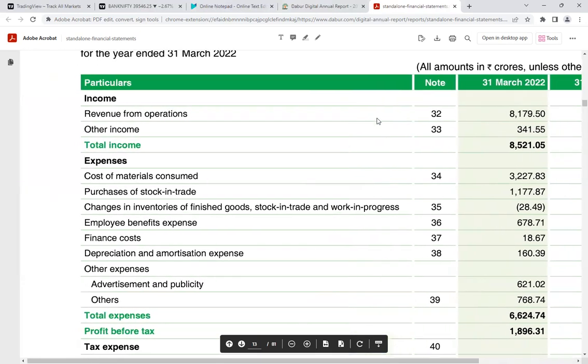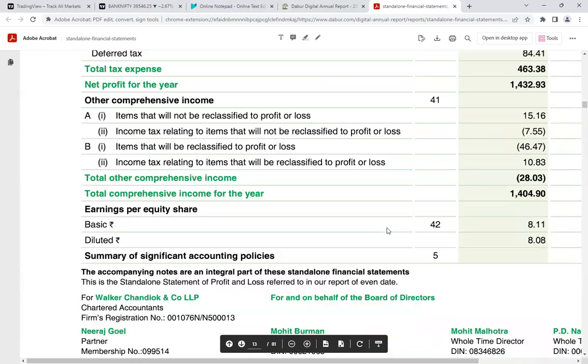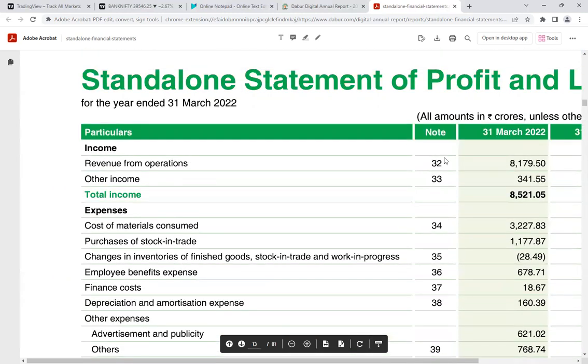Okay, and also there is other income. So there is other income for the company, and to know what income Dabur has, you can refer to the notes. Here there is a notes column, right? Under notes they give the numbers. If you go down below in this document, under notes, you can see 39 point 33, you can get the details about other income.